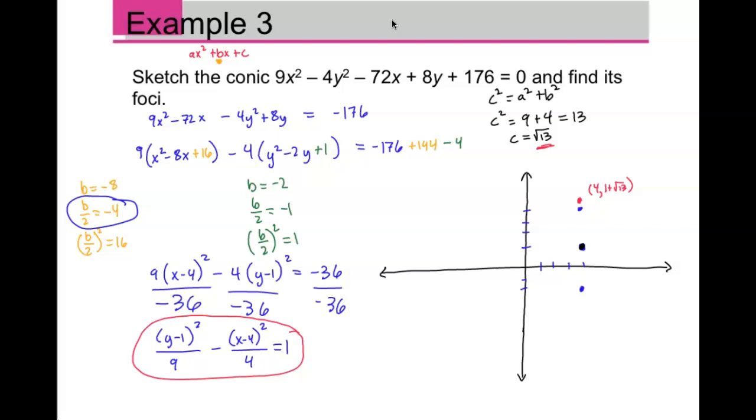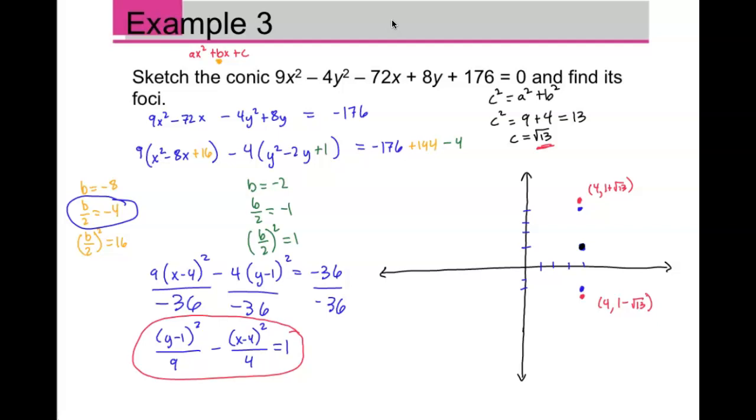Same deal with the focus down here. It's going to be 4, comma, but now it's going to be 1 minus root 13. So 1 minus 3.5 is like negative 2.5, so just a little bit past negative 2. Same deal. Does that make sense? Great.